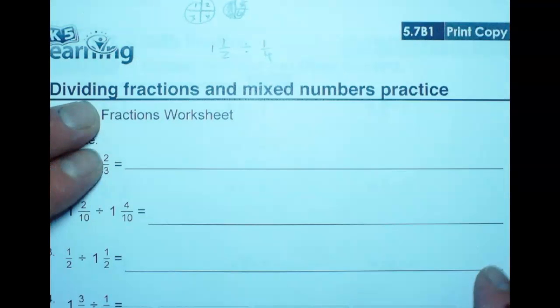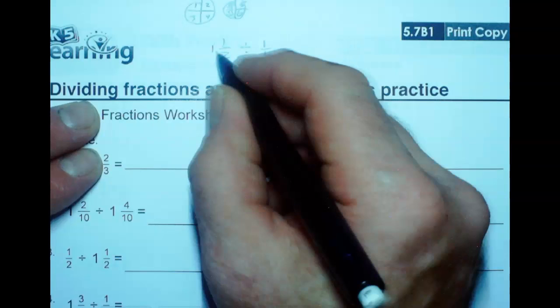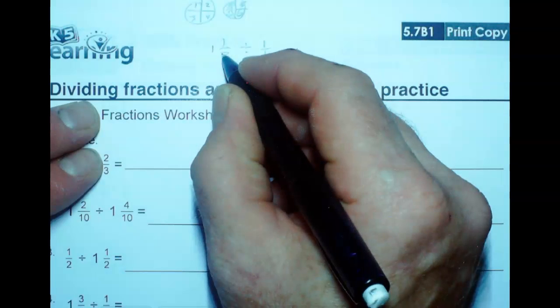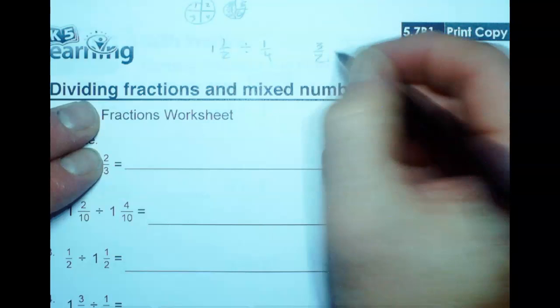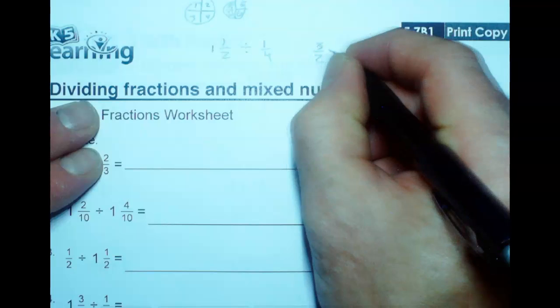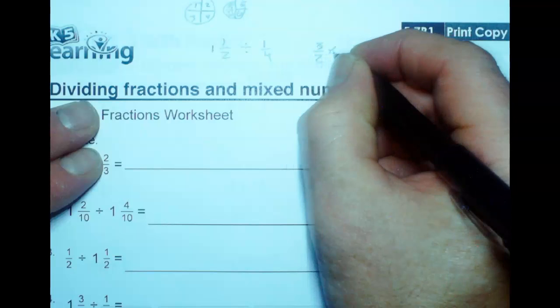Alright, so we think our answer is going to be 6, but we have to make this into an improper fraction before we can do the keep, change, flip. So 1 times 2 is 2, plus 1 is 3/2. Okay, we're going to keep that. We're going to change the sign, and we're going to flip that fraction.